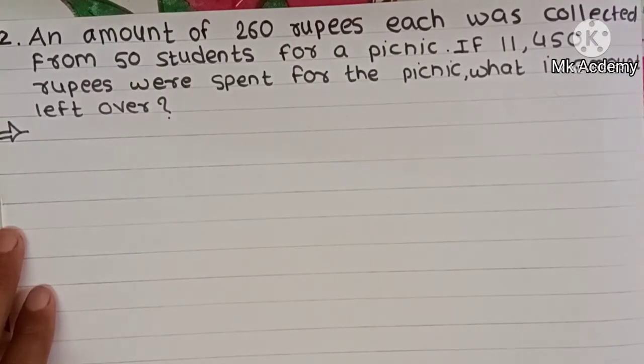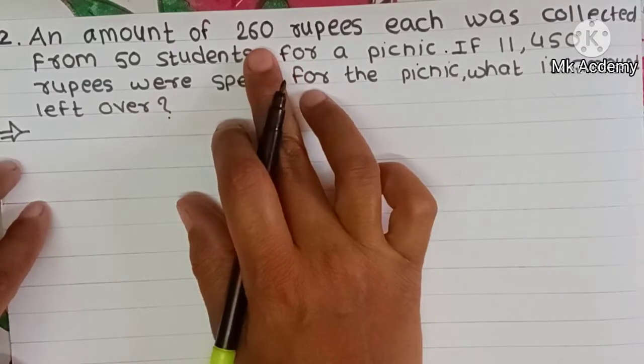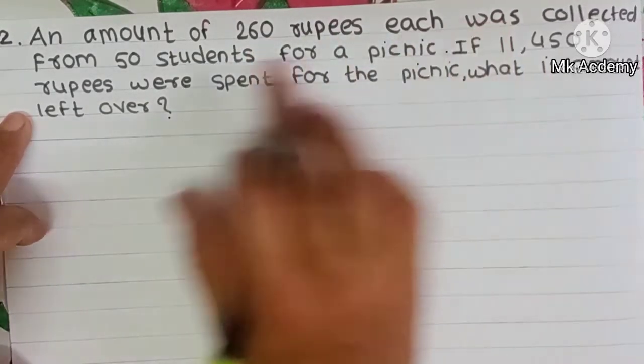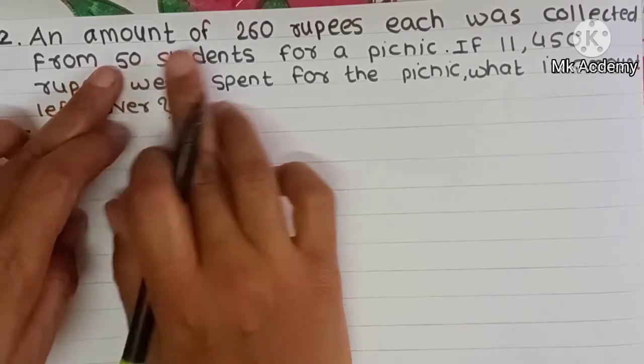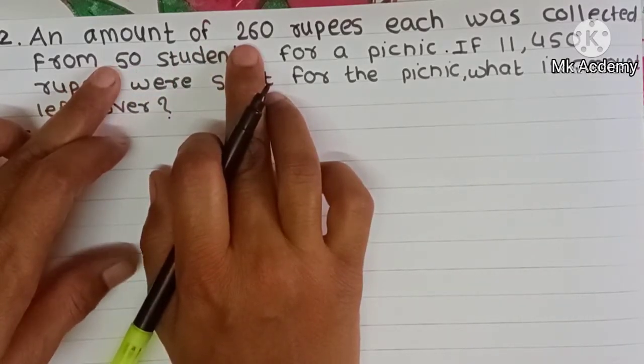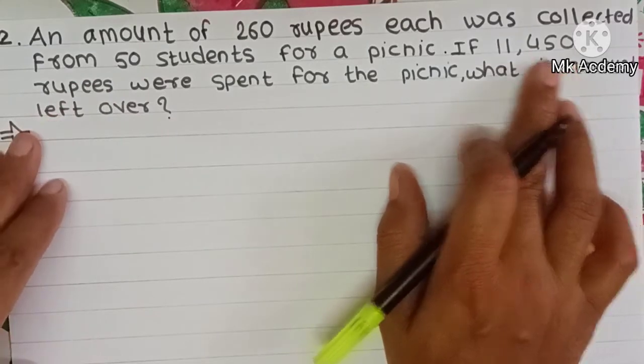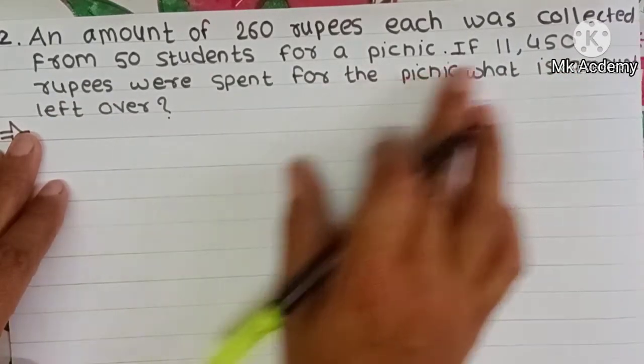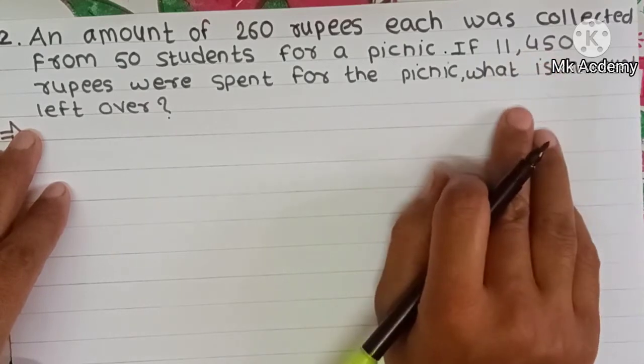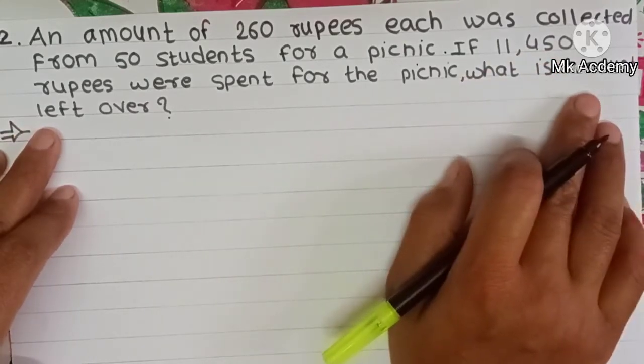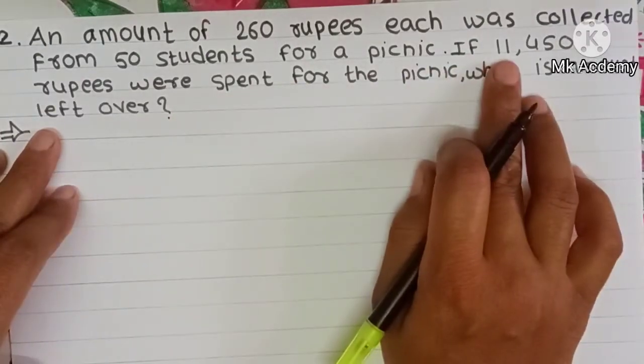An amount of 260 rupees each was collected from 50 students for a picnic. If 11,450 rupees were spent for the picnic, what is the amount left over? Now in this example 260 rupees was collected from 50 students. There are 50 students and each student gives 260 rupees for the picnic, and 11,450 rupees is spent for the picnic, and we have to calculate what amount is left over after spending this amount.